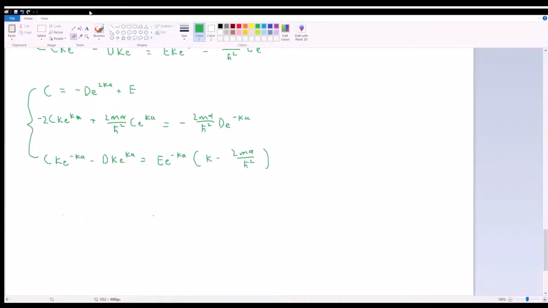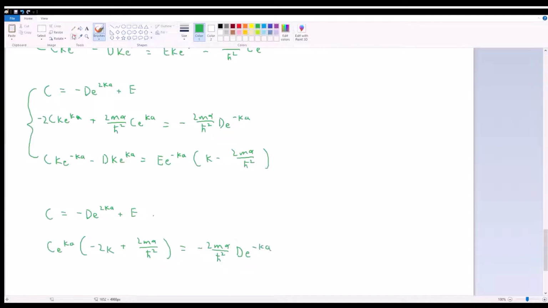So I'm going to rewrite everything first. We have the same equation here that I'm just going to copy paste. And then we have C e^(ka) multiplied by negative 2k plus 2m alpha divided by h bar squared. Is that correct? Yes, this is equal to negative 2m alpha divided by h bar squared, D e^(-ka).